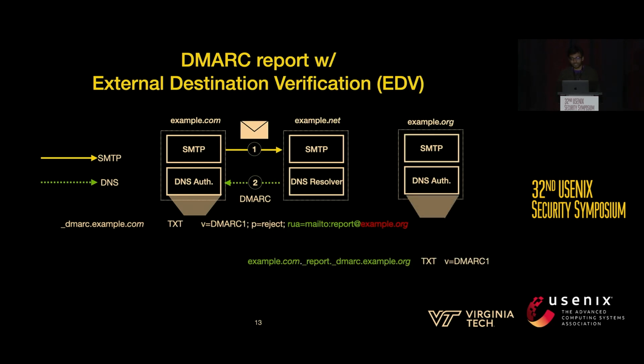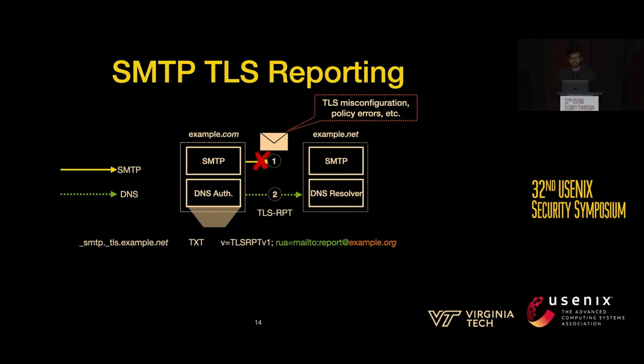So here, we introduce an additional authorization record at the external domain's end with a value v=DMARC1. So before sending a report, example.net, the recipient, should check for the presence of this EDV record and then should proceed to send the report to that external address.